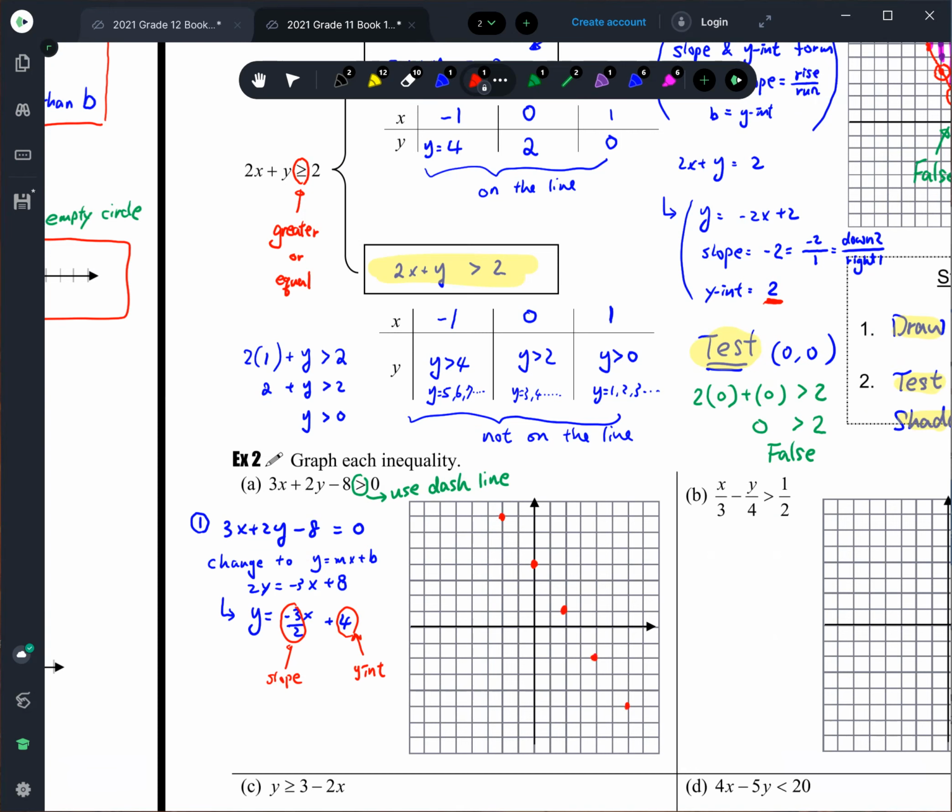Remember this one, use dash line. Please raise your hand if you finished already drawing the dash line. We don't use a solid line because the question does not have equal. If it doesn't have equal, it means you don't want the answers that are on the line. You want to exclude those. So a dash line means it's empty there, it's invisible. If you finish drawing that line, please raise your hand.